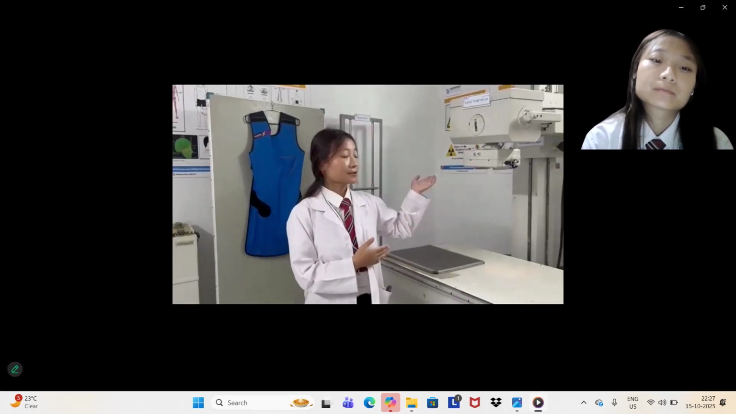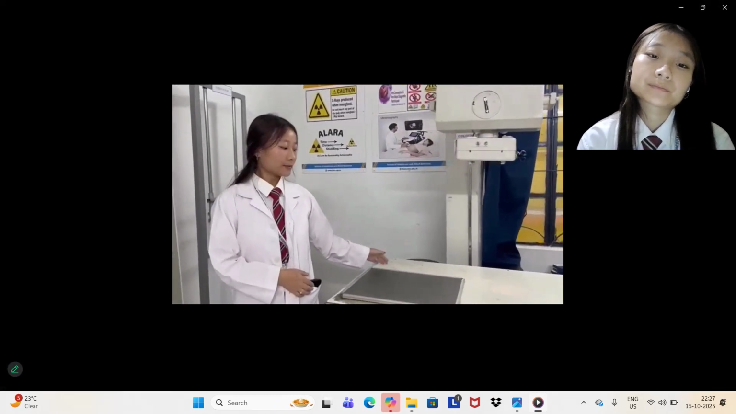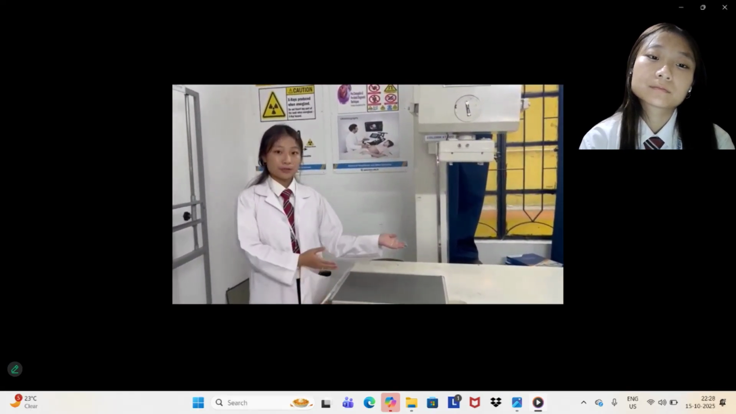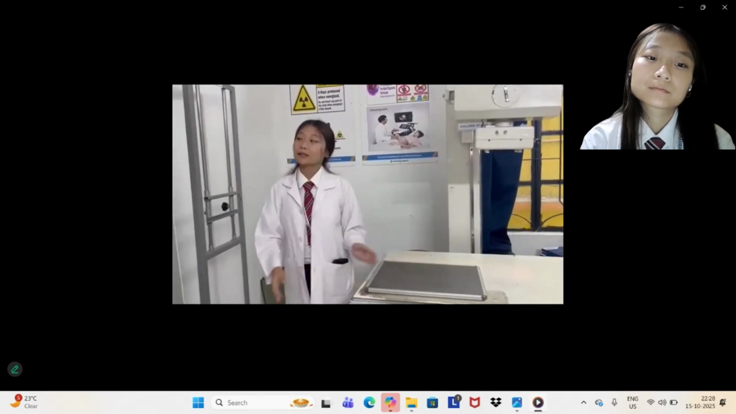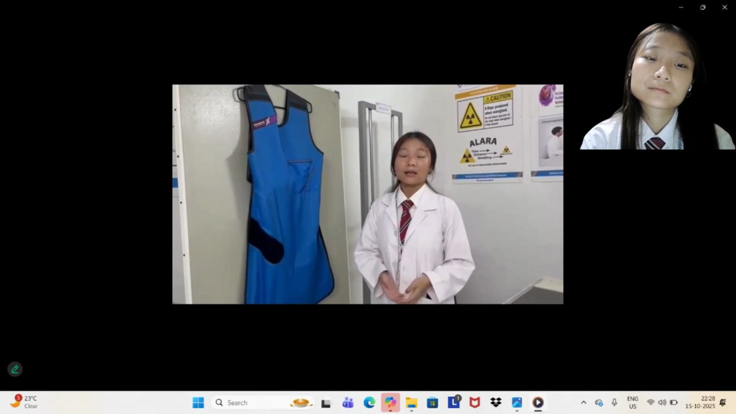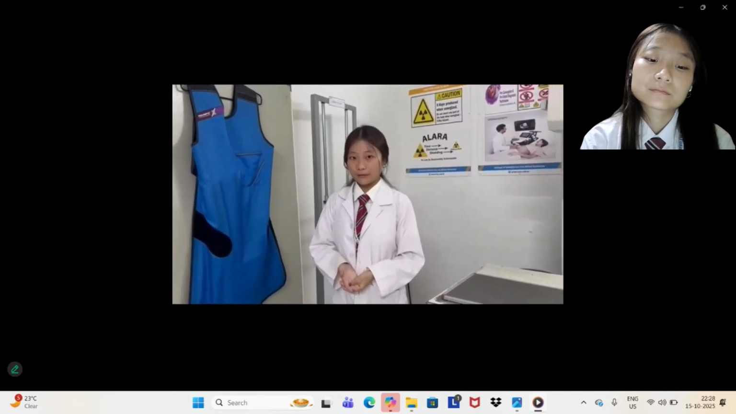So here we have an X-ray unit. This is the X-ray machine which is used to produce radiographic images, and this is the cassette where the patient is positioned above the cassette and it captures the image. And here we have a lead apron which is used for radiation protection. All these are essential components for safe and effective images.